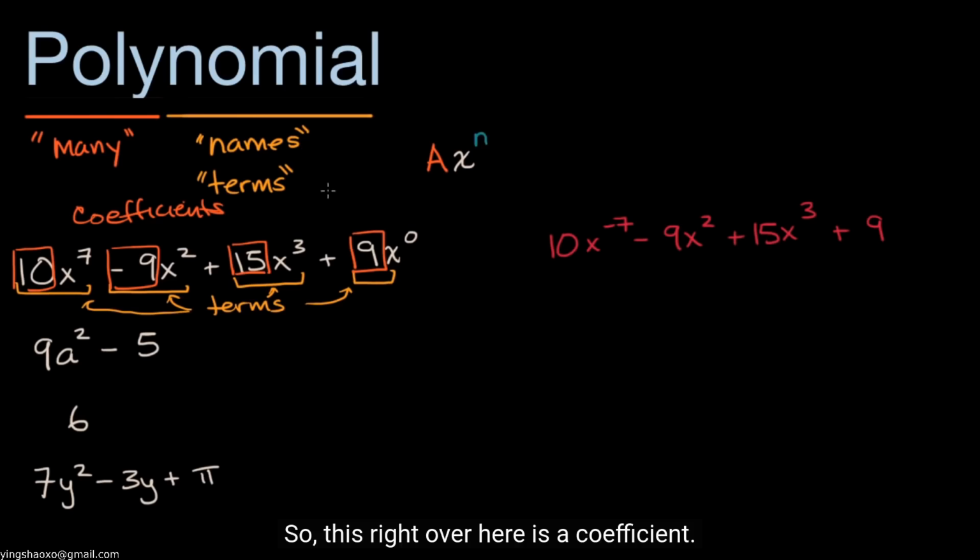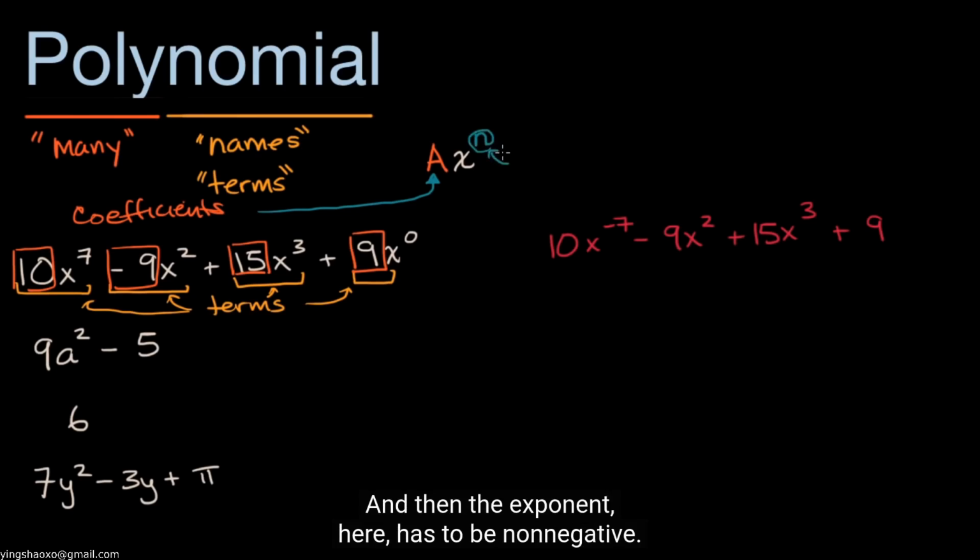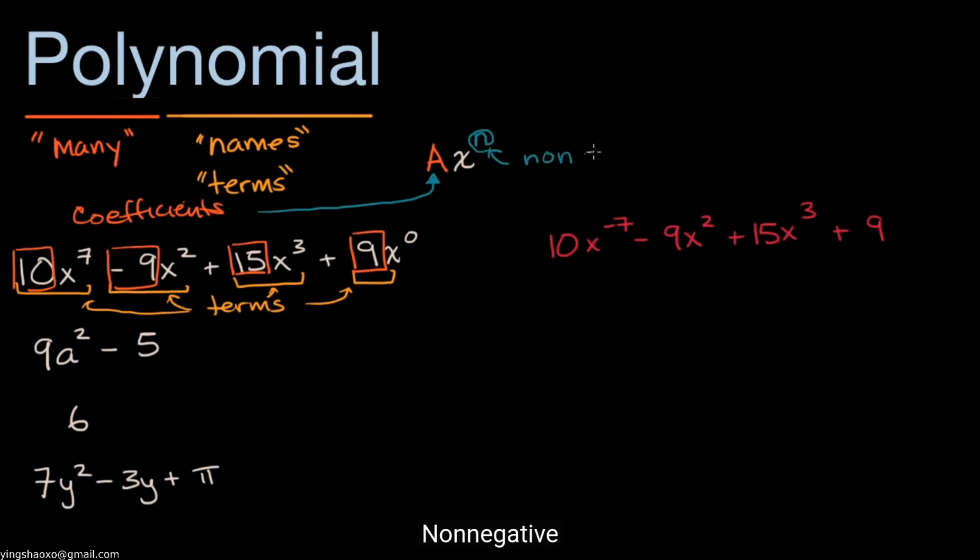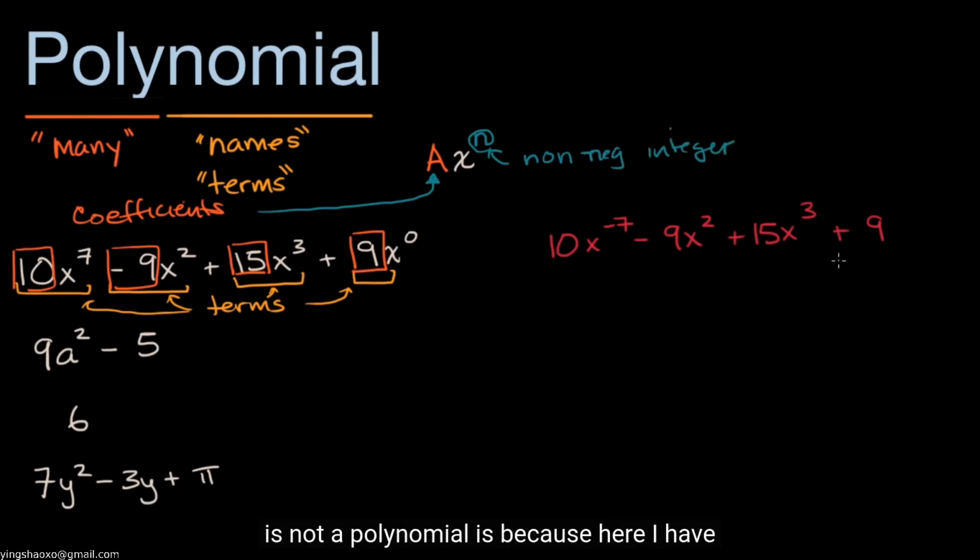So this right over here is a coefficient. It can be, if we're dealing, well, I don't want to get too technical, a positive or negative number. It could be any real number. We have our variable, and then the exponent here has to be a non-negative integer. So the reason why what I wrote in red is not a polynomial is because here I have an exponent that is a negative integer.